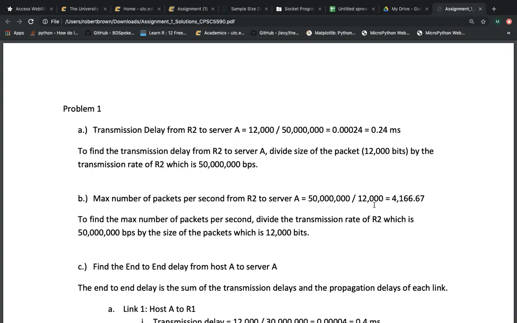Problem 1A. What is the transmission delay from R2 to server A? To find the transmission delay from R2 to server A, divide the size of the packet, which is 12,000 bits, by the transmission rate of R2, which translates to 50 million bits per second. This will give you 0.24 milliseconds.